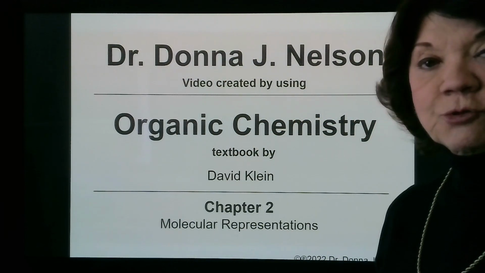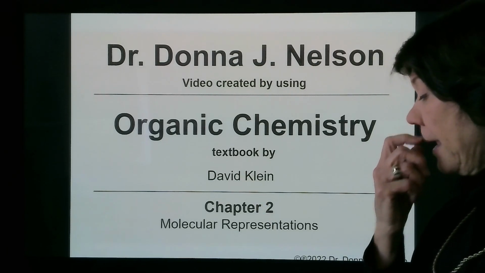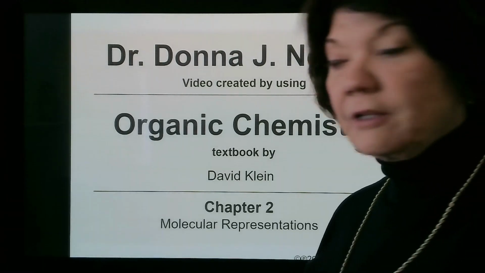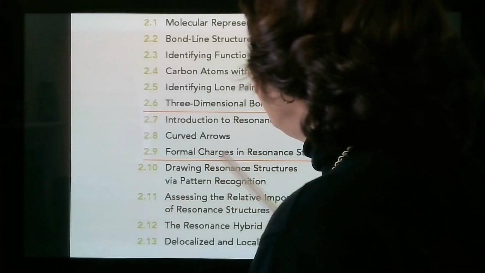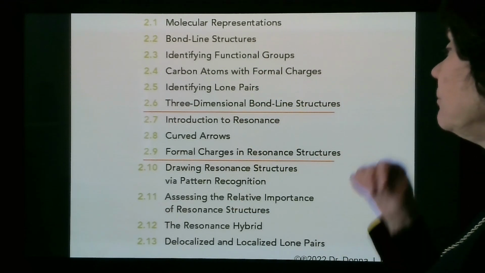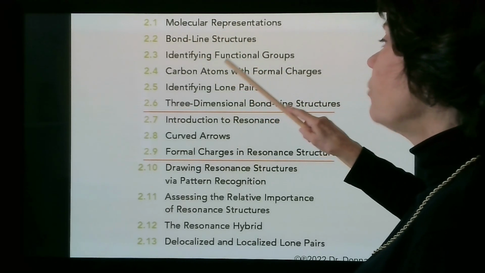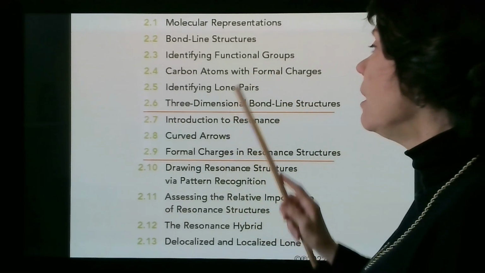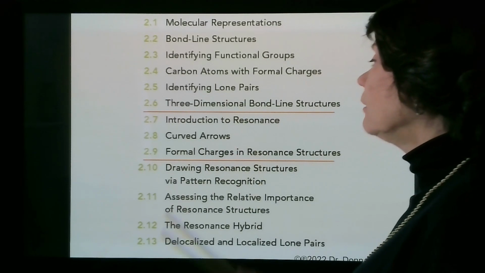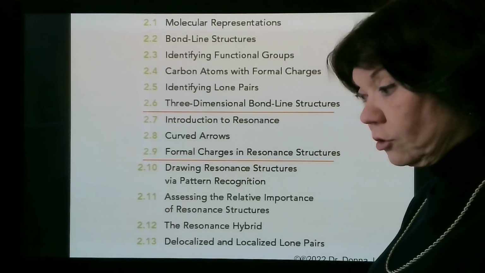In this organic chemistry course, I am using the textbook by David Klein, and we're covering Chapter 2. So let's look at the material included in Chapter 2. First, we're going to have 3 different lectures coming from Chapter 2. First, molecular representations. We'll look at the bond line structures, identifying functional groups, carbon atoms with formal charges, identifying lone pairs, and 3-dimensional bond line structures in this first lecture.